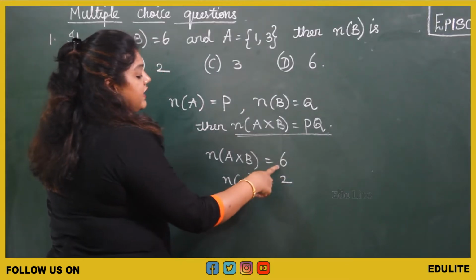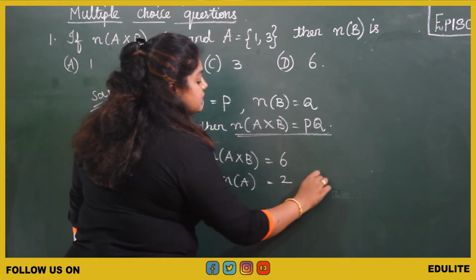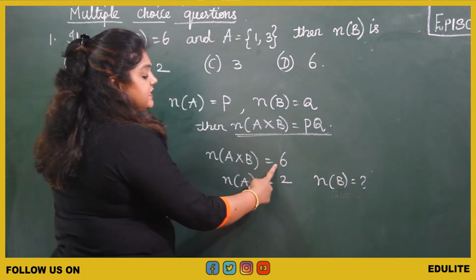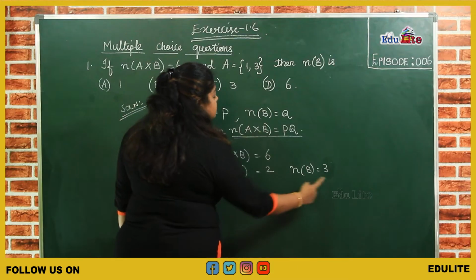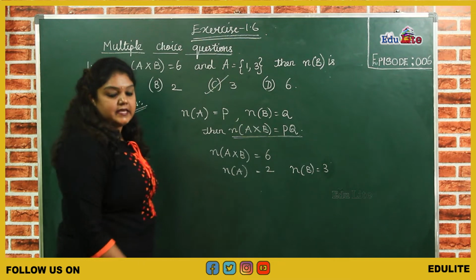So in order to get 6, which number should be multiplied with the 2? That will be the value of n of B. In order to get 6, we have to multiply 3 with 2. Therefore 3 2s are 6. The value of n of B is 3, which is option C.